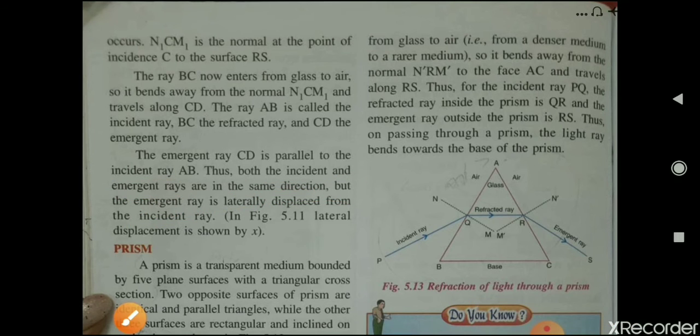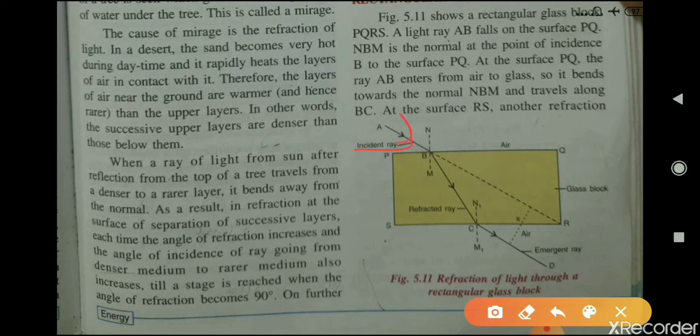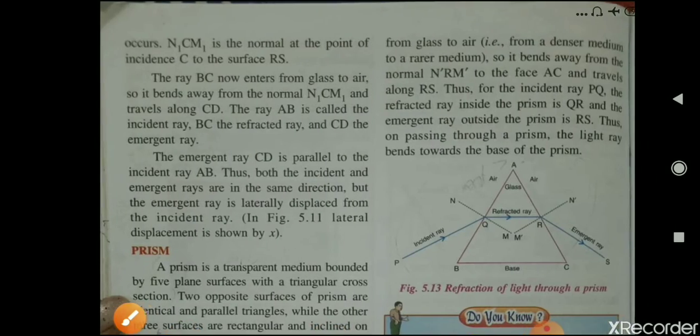As you can see in this diagram, this ray AB is parallel to CD. These two rays are parallel, but the emergent ray is laterally displaced. This emergent ray is parallel to the incident ray AB.